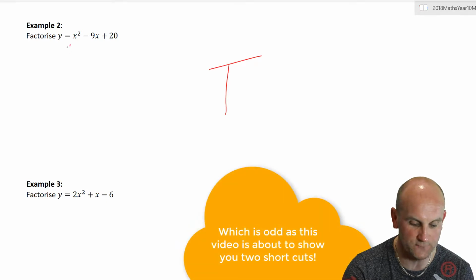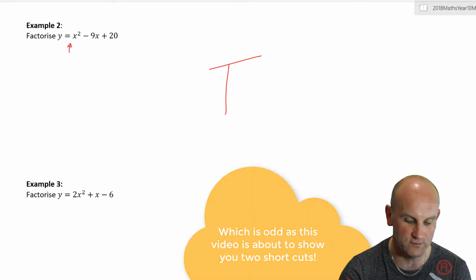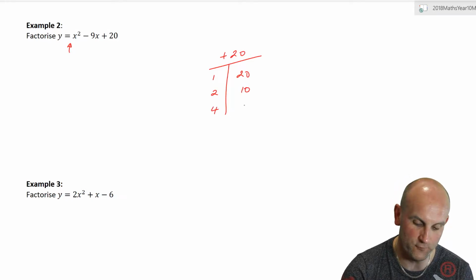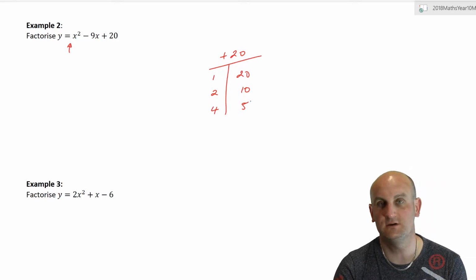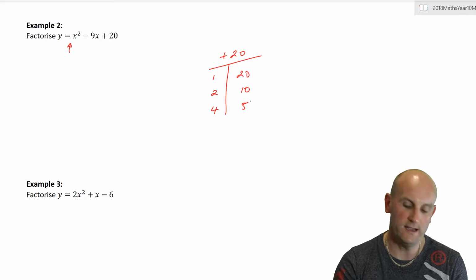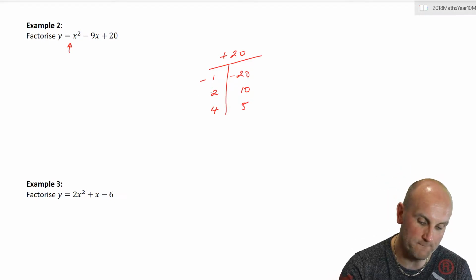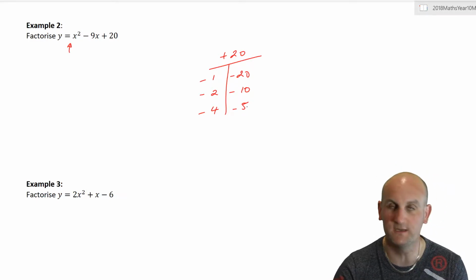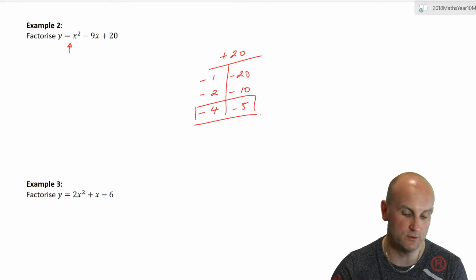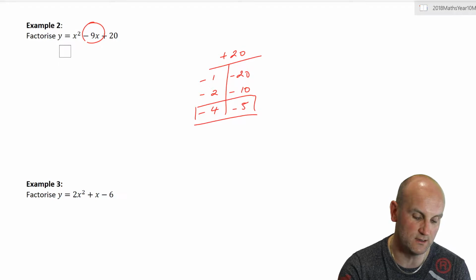Same thing. Notice the coefficient in front of the x squared is a 1. We like that. So we get plus 20 on the top. So you get 1 and 20, 2 and 10, 4 and 5. And I'm just going to leave those there because I now can start shortcutting this. I know that if I make both of these negative, which is a big fat trick, then when I add those two together, I get the minus 9 that I'm looking for in the middle.